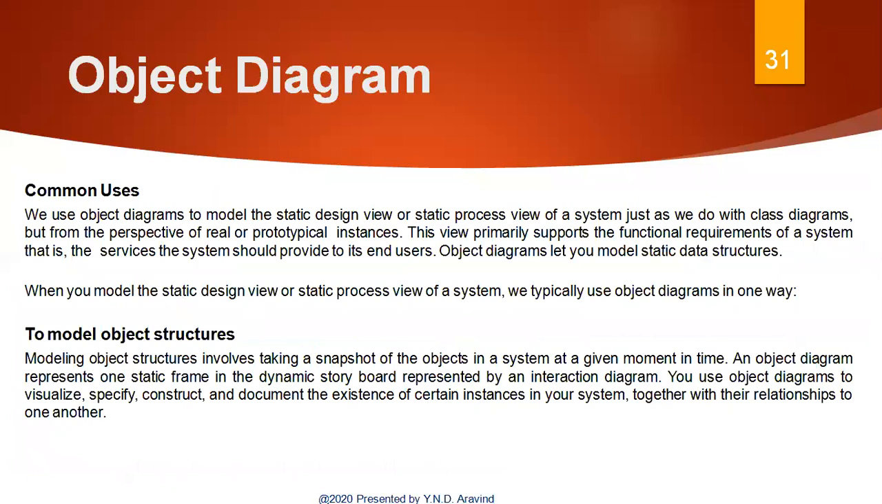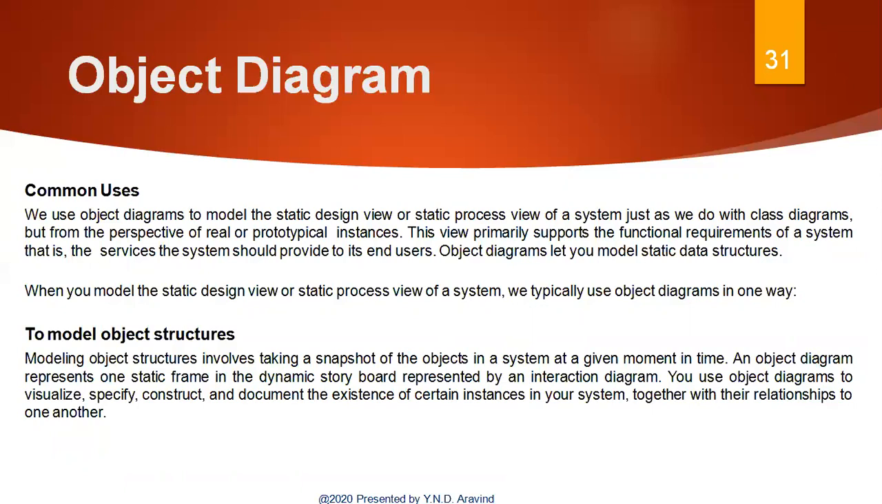Now coming to the common uses of an object diagram. We use object diagrams to model the static design view or static process view of a system, just as we do with class diagrams. But from the perspective of real or prototypical instances, this view primarily supports the functional requirements of the system, that is, the services the system should provide to its end users. So object diagrams let you model static data structures.